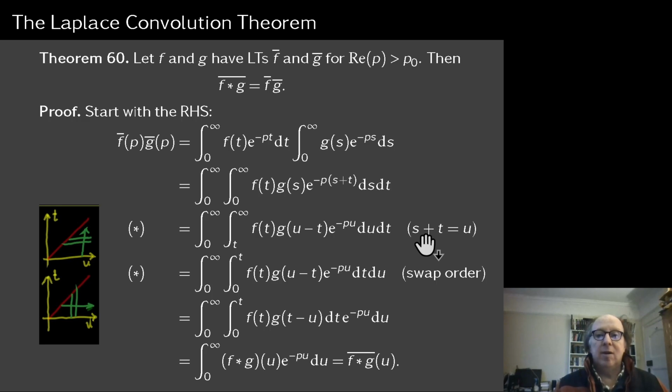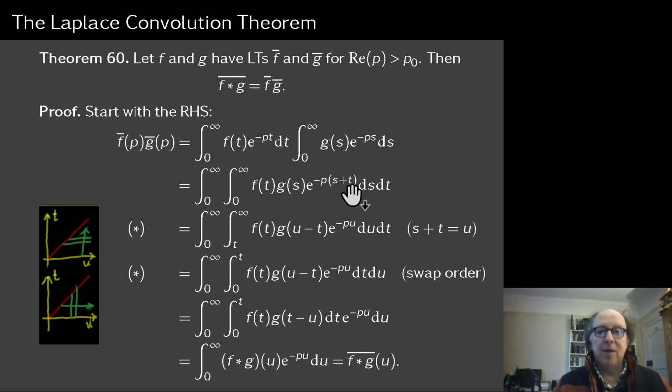So just think, if you have s plus t equal to u, and then you put t equal to v, you change from s and t to u and v, then the Jacobian is just 1, 1, 0, 1. The determinant of that is just 1. So, in fact, it is perfectly all right simply to do this, but it's a good idea to check that if you're at all unsure about it.